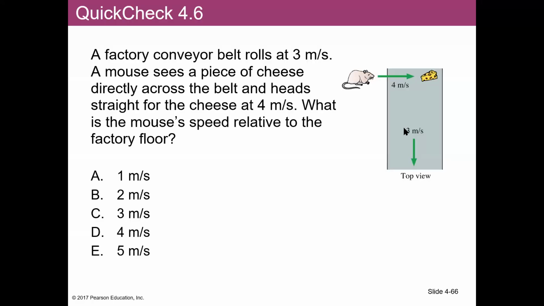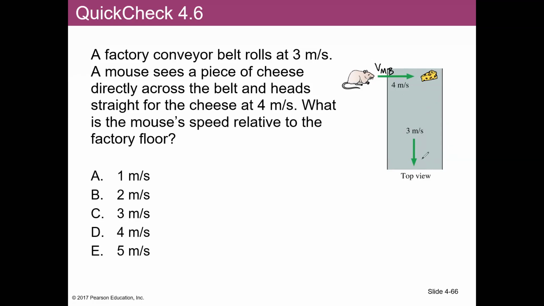So in looking at this example, it's important, first of all, to establish what these velocities mean, because we have different reference frames. We have a conveyor belt and we have the ground. This 4 meters per second is the velocity of the mouse relative to the belt. Because if you read the problem, the mouse sees a piece of cheese and heads straight for the cheese at 4 meters per second, but it's on the belt. What is the 3 meters per second? That is the velocity of the belt relative to the ground.